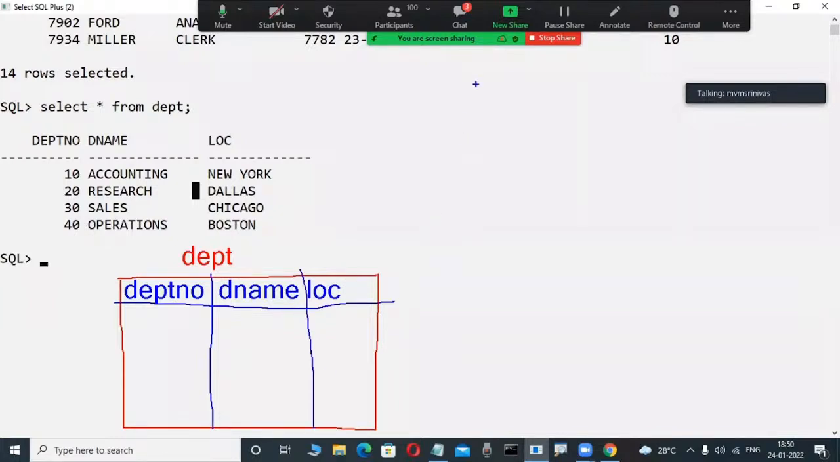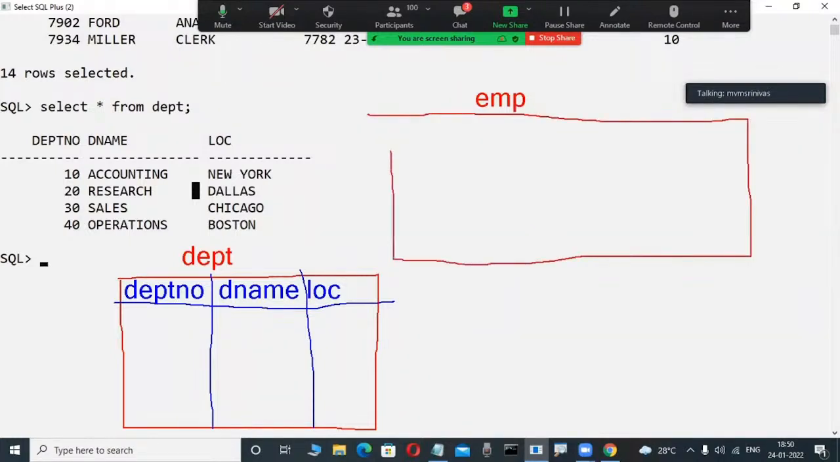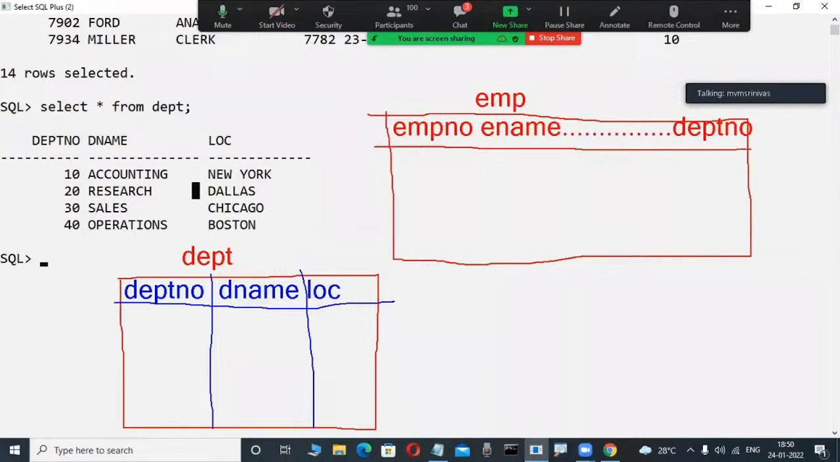Again, EMP is a table. Don't worry, just observe it here. In this case also, so many columns are there: employee number, name, and so on. The last column is DEPT number, which is given by Oracle Corporation. Okay, fine. Now observe for one minute.